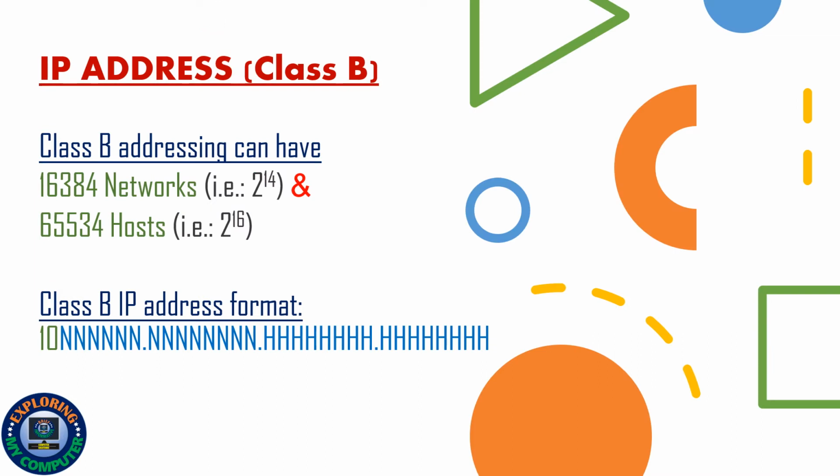Class B addressing can have 16,384 networks, that is 2 to the power of 14, and 65,534 hosts, that is 2 to the power of 16 minus 2.